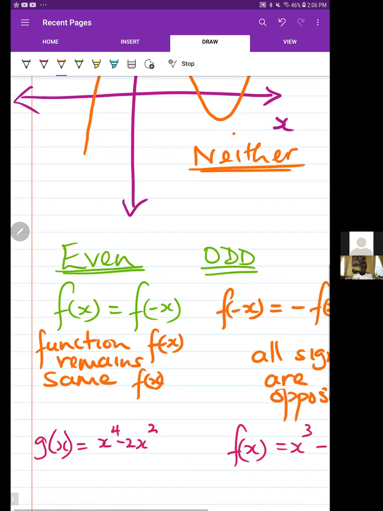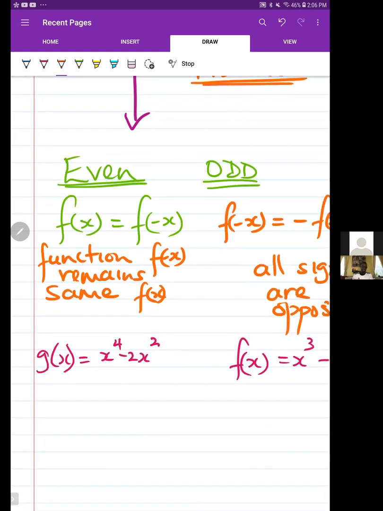How can we algebraically determine if a graph is even? If you take the original function f(x) and you input and find f(-x), and the equations remain the same, the signs in the equations are the same, then that tells you that the graph is an even function.